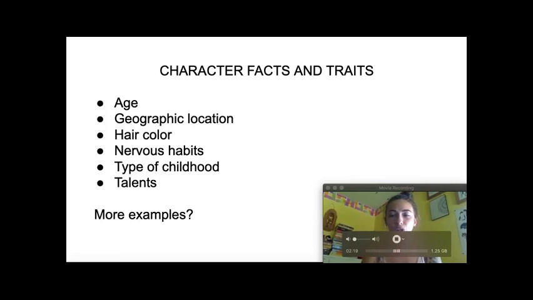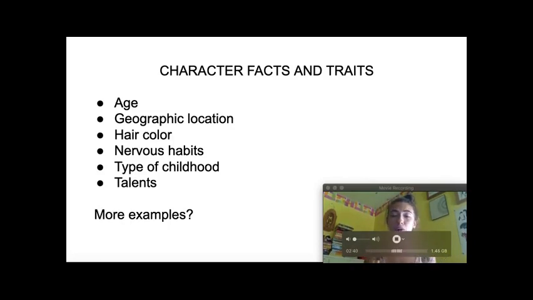So characterization is really important in fiction. When you come up with a character in creative writing, when you're writing a character from scratch, you need to know everything about that character because you're essentially coming up with a whole new person. So you can come up with a character and not really know anything about it, but then they're not really going to seem real to the reader. They won't seem real to the writer either.